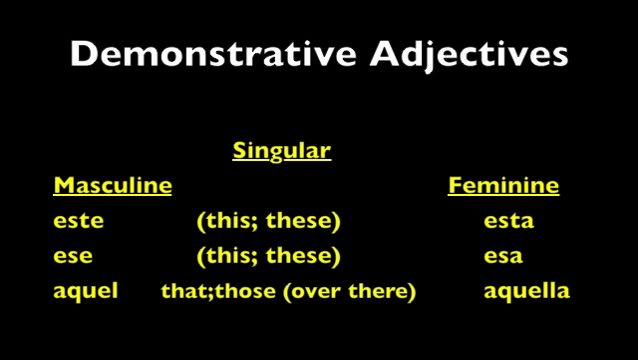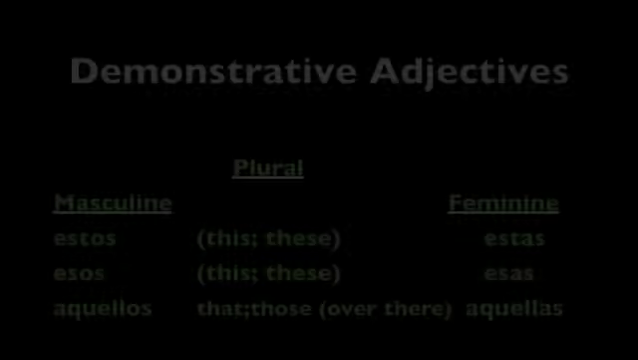We have singular forms and we have plural forms. Let's go over the singulars. For masculine, we have este and ese. For feminine, we have esta and esa. And we also have aquel and aquella. What do these mean? Well, este and esta mean this and these. Ese and esa mean that and those. Aquel and aquella mean that and those over there.